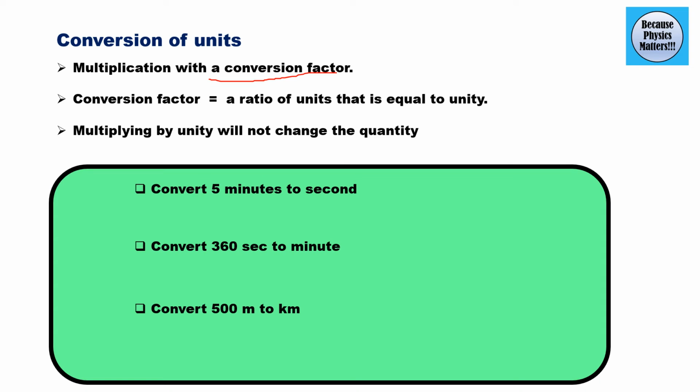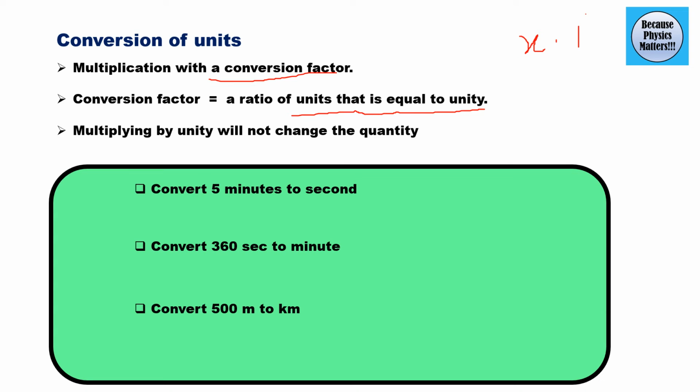Now this is important because if you multiply anything with something which is equal to 1, there will not be any change in that particular thing. For example, if I have a variable x and I am multiplying this x with 1, there will not be any change in this x.